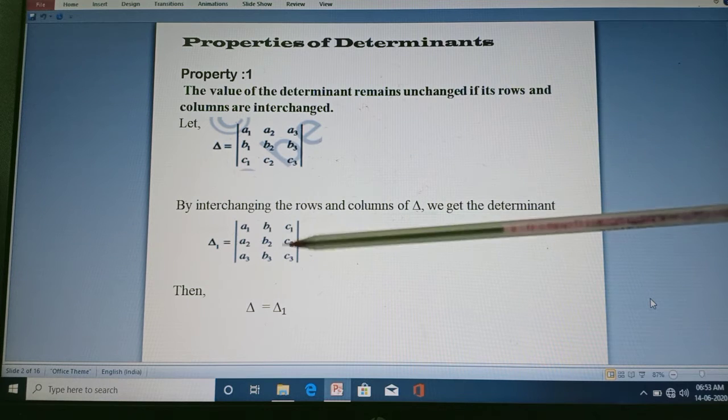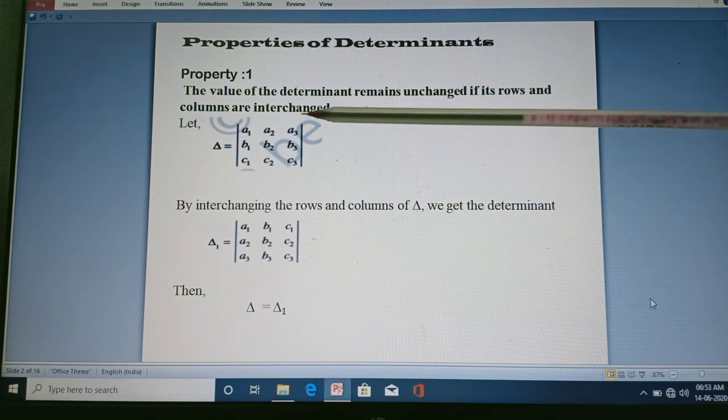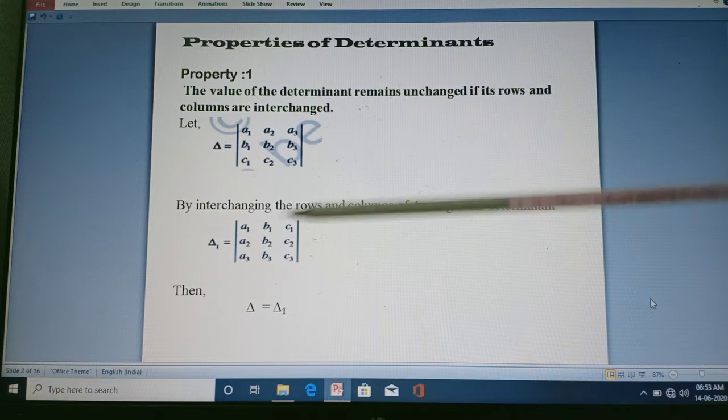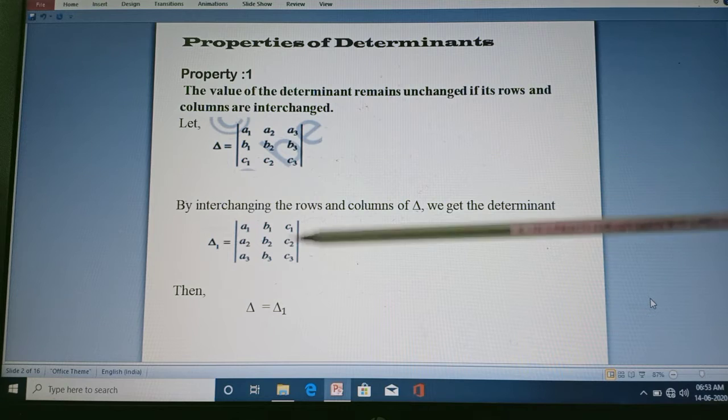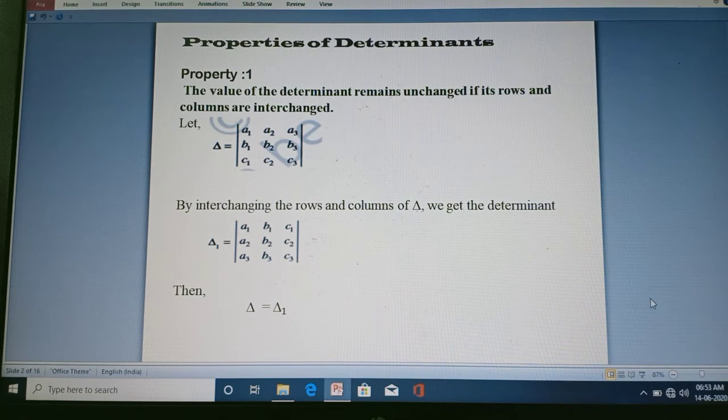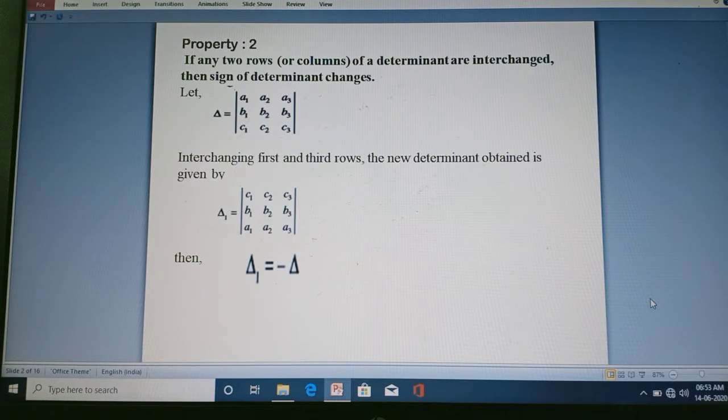Okay students, so what we have done, we have interchanged its rows and columns, right? So in this case, the value of both the determinants will be the same. So this is the property: the value will be unchanged if we interchange its rows and columns, right? I hope all of you understood this property. Now I'll go to the next one.